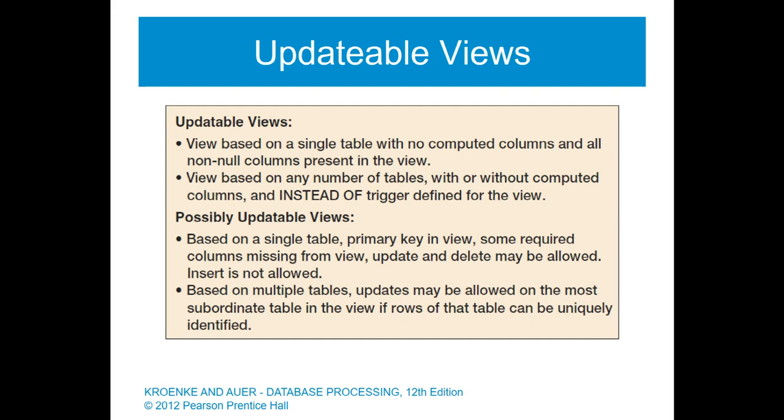Now, multiple tables, we can base our view on multiple tables. An update might be allowed on the most subordinate table in the view if the rows of the table can be uniquely identified. So ultimately, all of these update rules are saying, your view is just a path to get to a table on the disk. And if you can't get to some of the required elements of that table, you can't change it. When you think through it, it makes perfect sense.